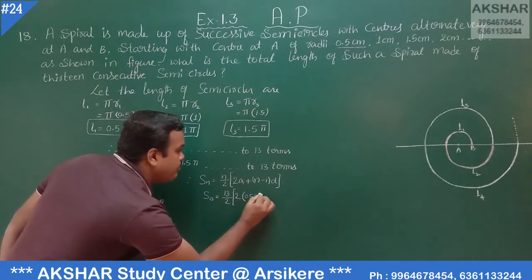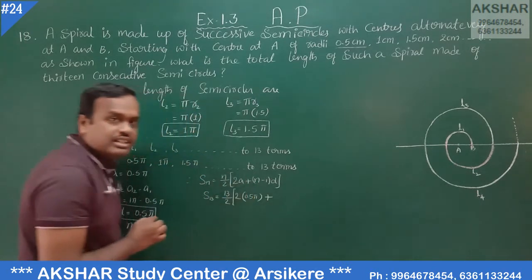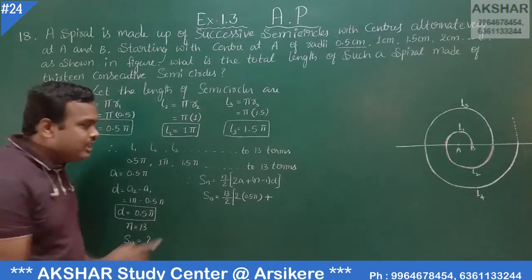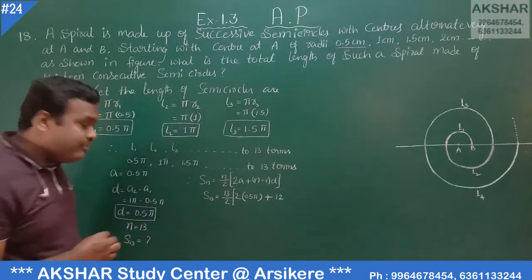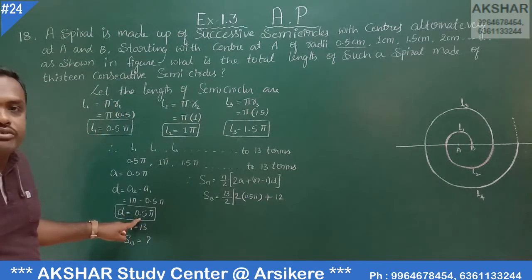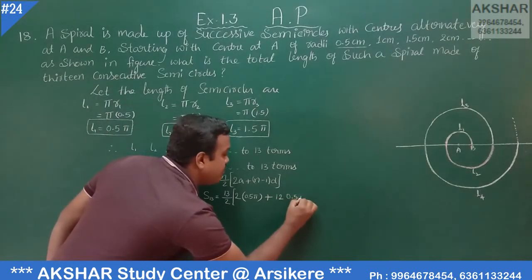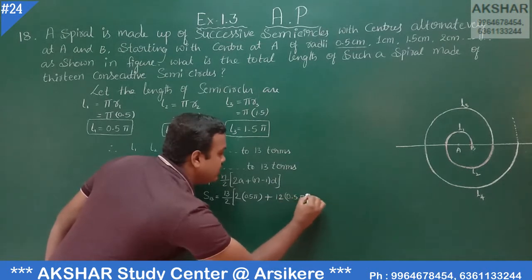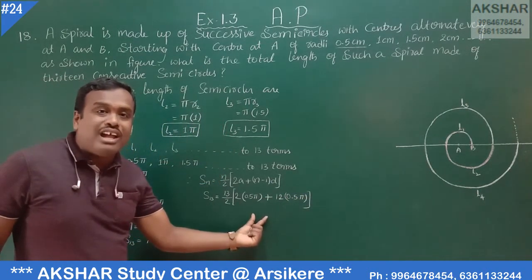0.5 pi. Clear? Plus n minus 1. N value here is 13. Therefore 13 minus 1 gives 12. Into d value is how much? D value again 0.5 pi. 0.5 pi is the d value. Clear? Close the bracket. So we have just substituted the values.